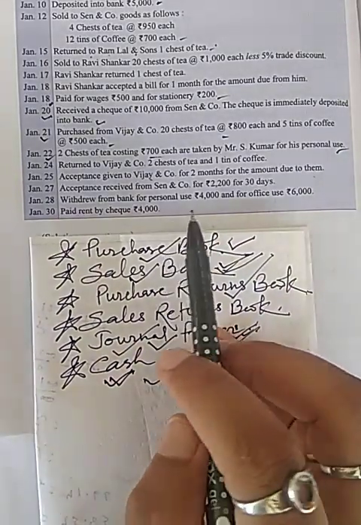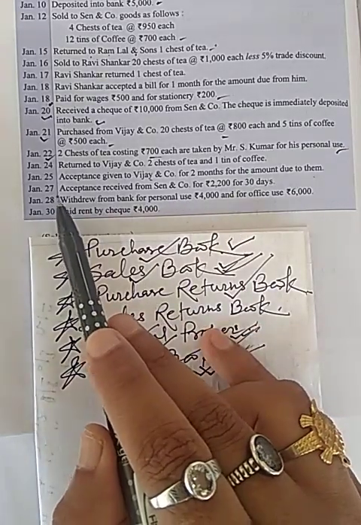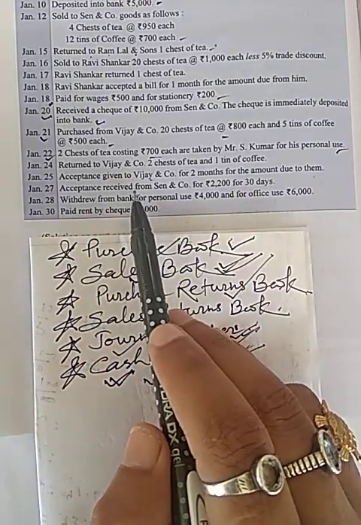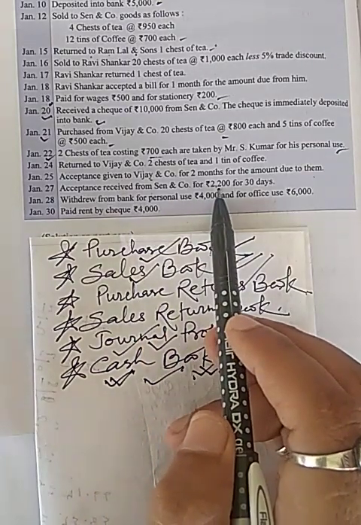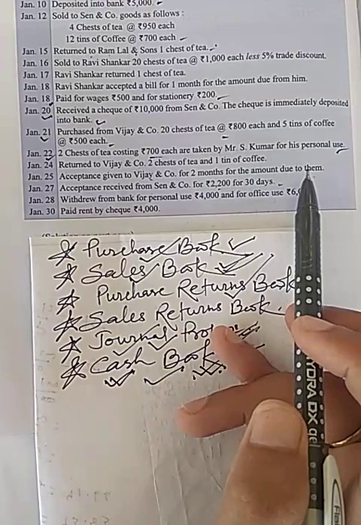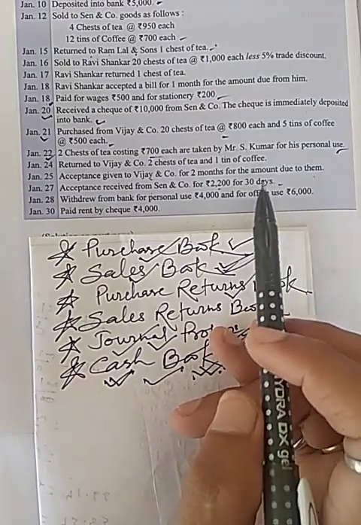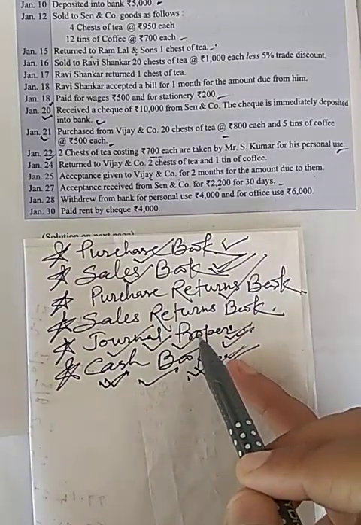Now the next point is acceptance received from Sen and Company for 2,200 for 30 days. So it will also be recorded in journal proper.